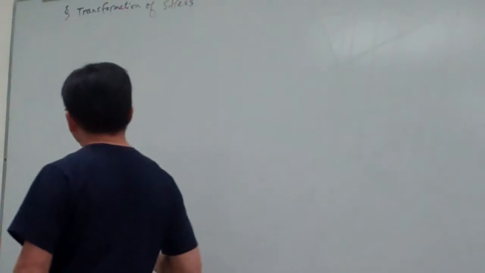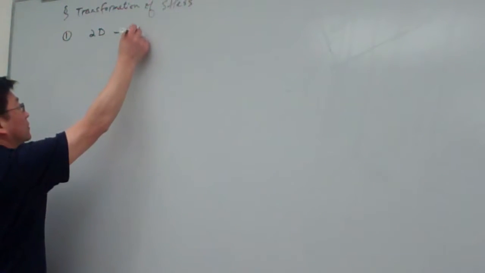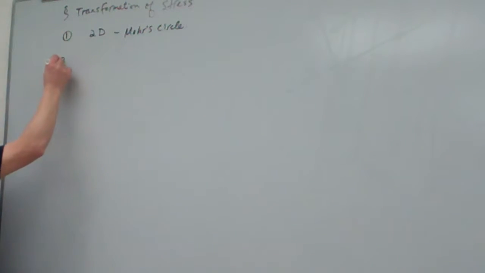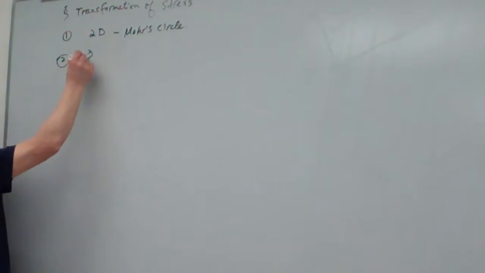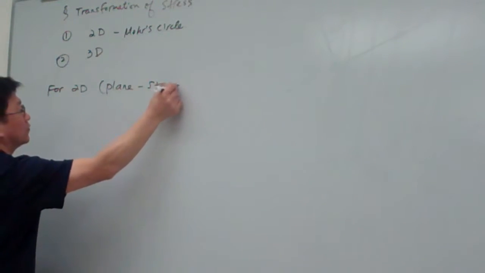And my intention is we have two portions. One is two-dimensional, and in two-dimensional we will talk about using Mohr's circles. And then I want to introduce in general the thinking process for transformation in 3D. Okay, the 2D is what we call the plane stress problems.